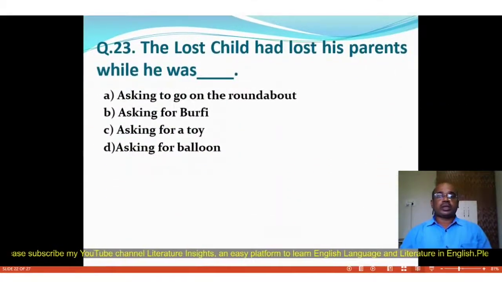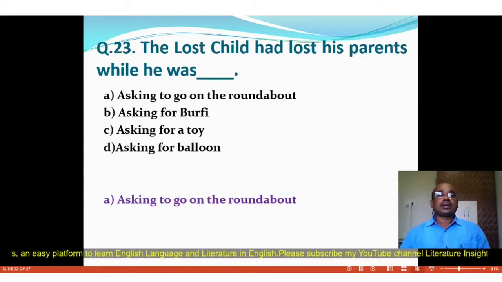Question number 23. The lost child had lost his parents while he was blank. Again, four options are here. A. Asking to go on the roundabout. B. Asking for burfi. C. Asking for a toy. D. Asking for balloon. The correct answer is A. Asking to go on the roundabout. The lost child had lost his parents while he was asking to go on the roundabout.